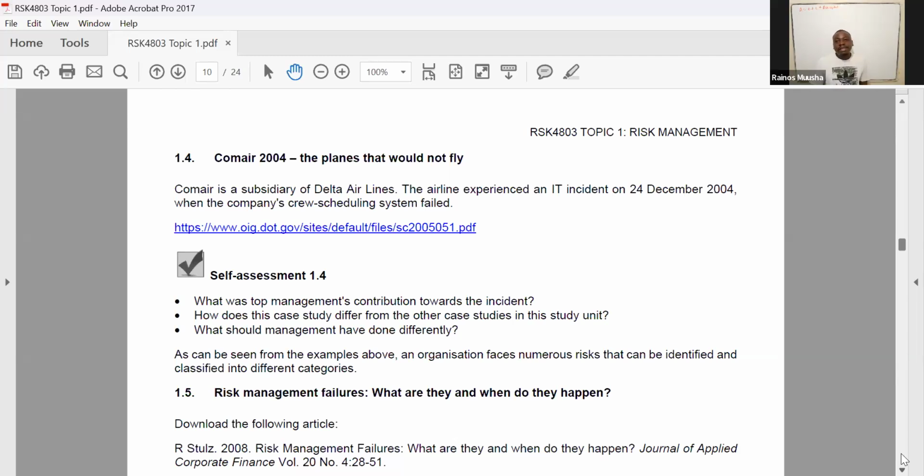Unit 1.4 is another case study where we are going to be asking ourselves, in this case, is it a fair assessment to say risk management did fail? Because when you look at the case study of ComAir, they say that ComAir is a subsidiary of Delta Airlines, and this is basically what we saw happening in the US. It's based in the US.